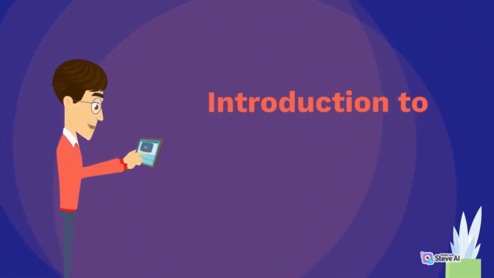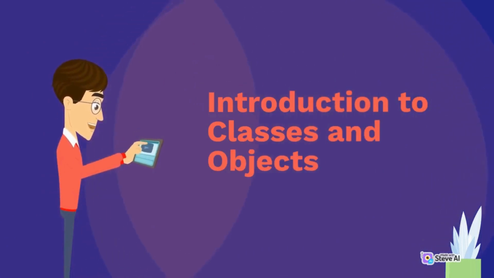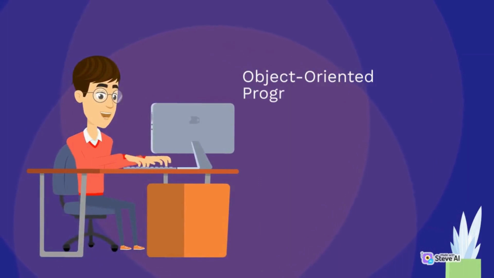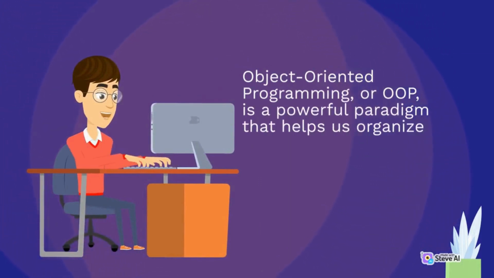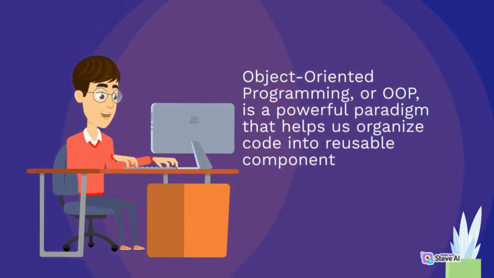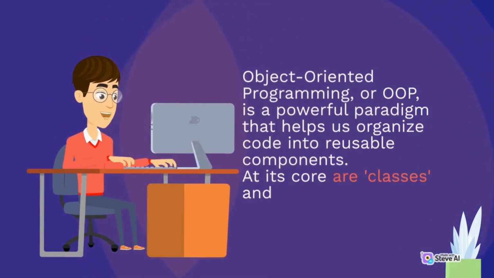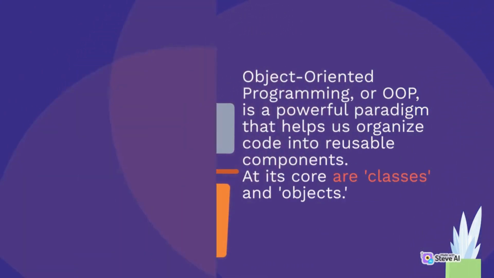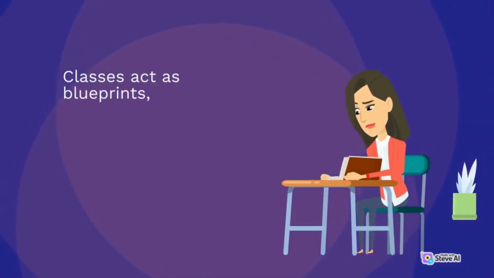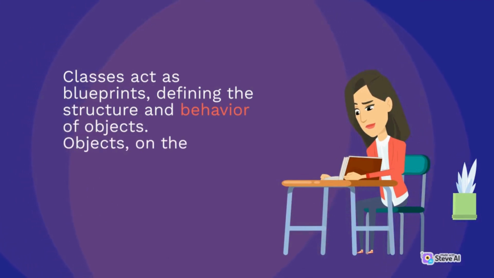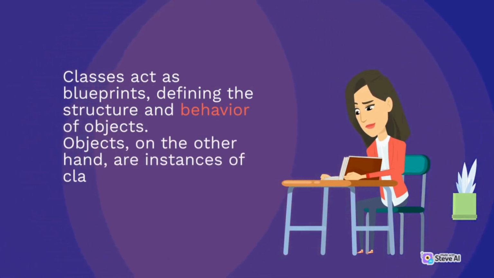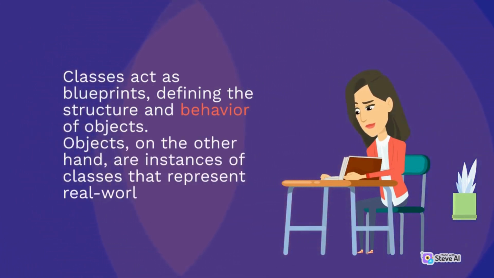Introduction to classes and objects. Object-oriented programming, or OOP, is a powerful paradigm that helps us organize code into reusable components that at its core are classes and objects. Classes act as blueprints, defining the structure and behavior of objects. Objects, on the other hand, are instances of classes that represent real-world entities.